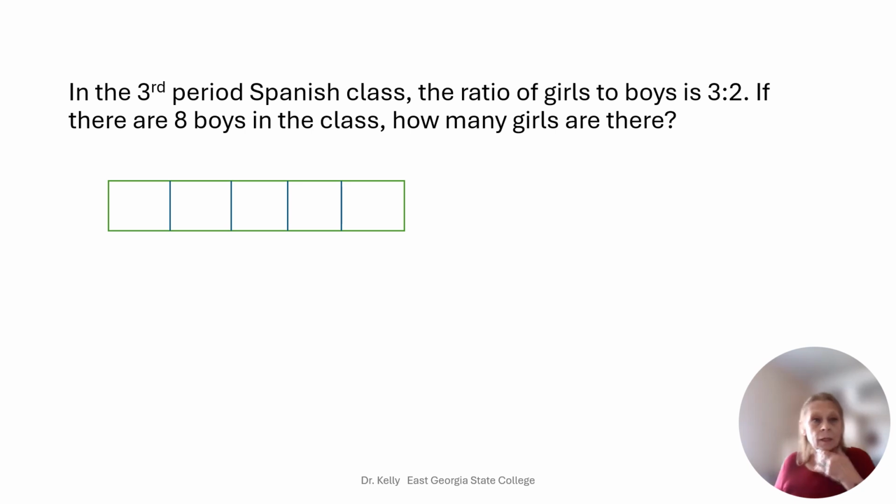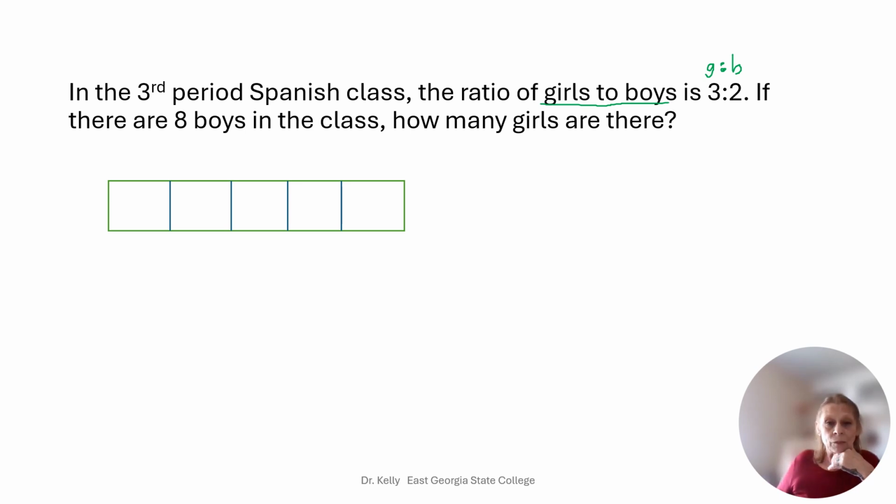Okay, let's take a look at our next example. In third period Spanish class, the ratio of girls to boys is 3 to 2. If there are 8 boys in the class, how many girls are there? Now, one thing that I do, and I still do, is I like to notate who each one of these numbers represents. So I'm going to write here a G to B, so I know that that's girls to boys, okay? And we know it's the ratio of girls to boys because it was described to us right here.